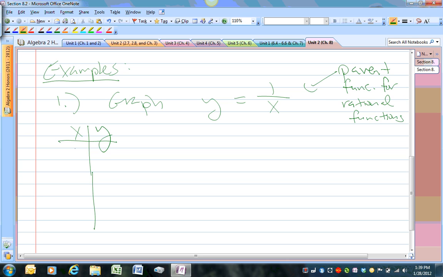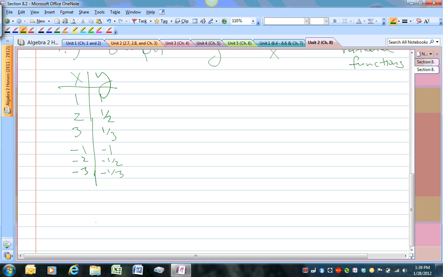So I could plug in 1 and y is 1. Plug in 2, y is half. Heck, if I plug in 3, I get 1/3. Plug in negative 1, I get negative 1. Negative 2, negative half. Negative 3, negative 1/3. And if I were to plug in fractions, like 1/2, I get 2. Negative half, I get negative 2.